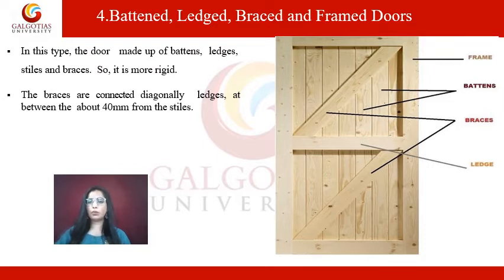So this door design is known as the batten ledged, braced and frame door, as is clear by its name, because here we are providing the batten, the ledge and the brace, which is the diagonal member, and the frame. The braces are connected diagonally to the ledges at about 40 mm from the stile. So this is the batten ledged, braced and frame door.